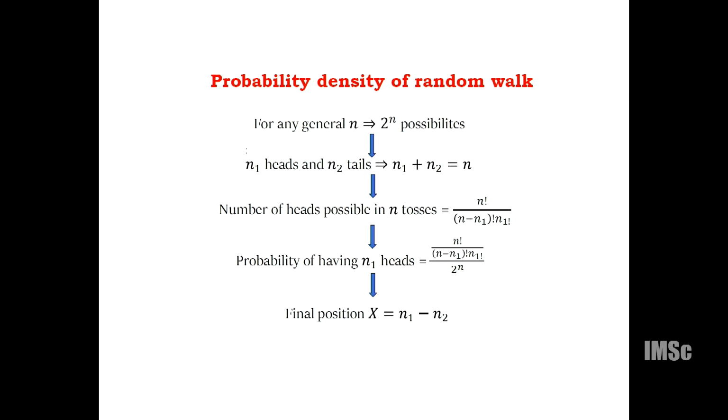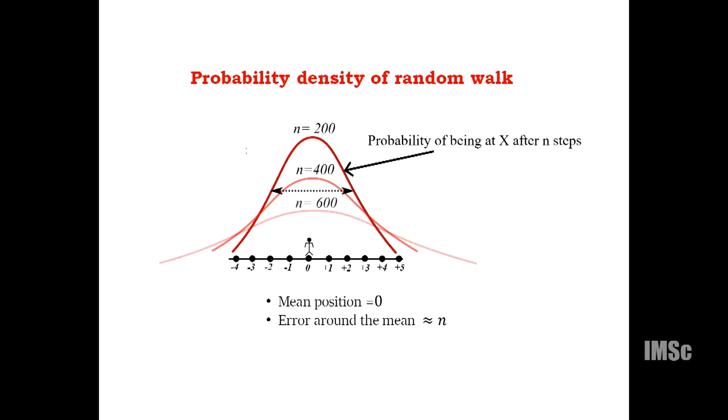The final position of the walker is decided by how many steps it has taken to the right minus how many steps it has taken to the left, that is, number of heads minus number of tails. With this simple calculation, you find the probability of the walker being at any position looks like this, a bell curve, which is exactly a Gaussian. The curve is peaked around 0. That means most of the time, if you repeat the experiment, you will find the walker around the 0 position. But you can also see that when I increase the number of steps from 200 to 400 to 600, the curve starts to spread out.